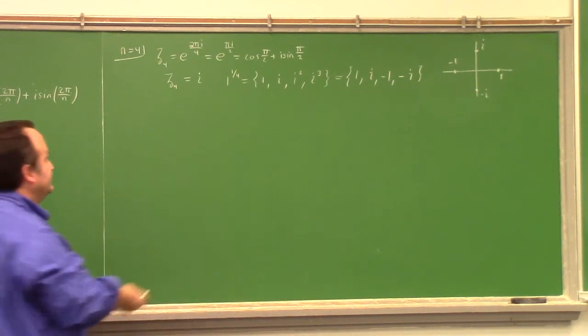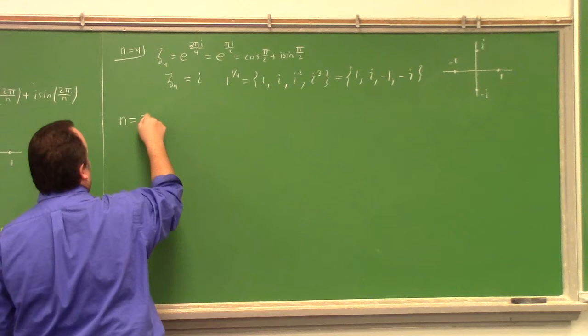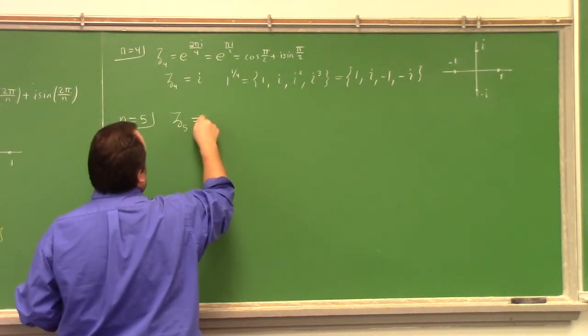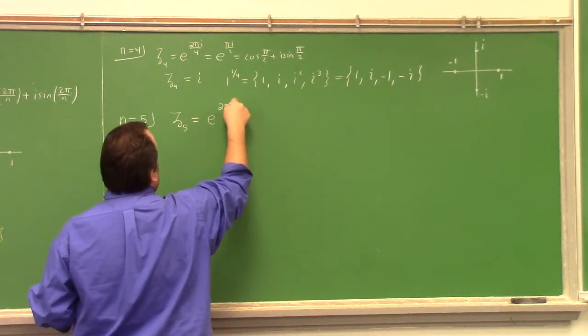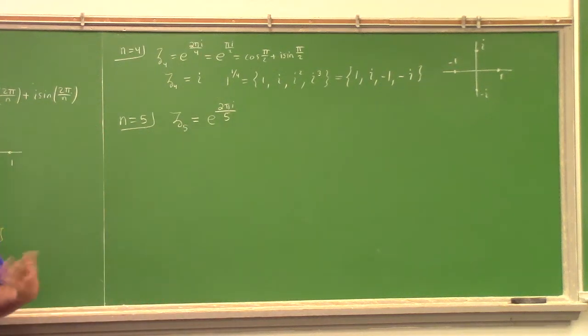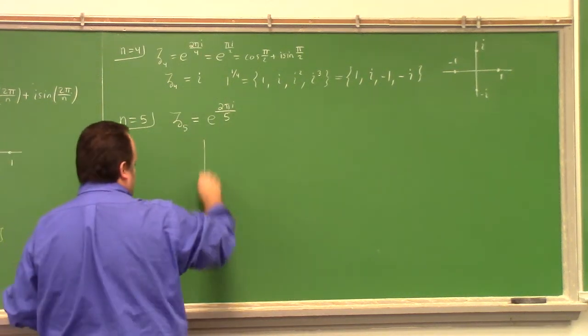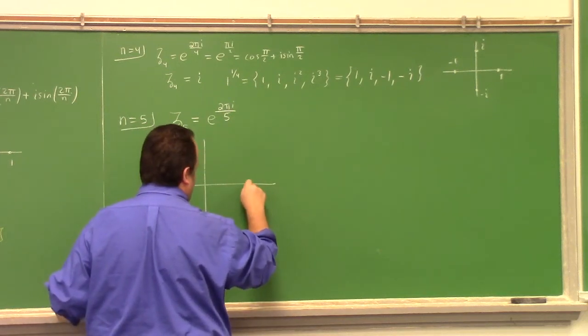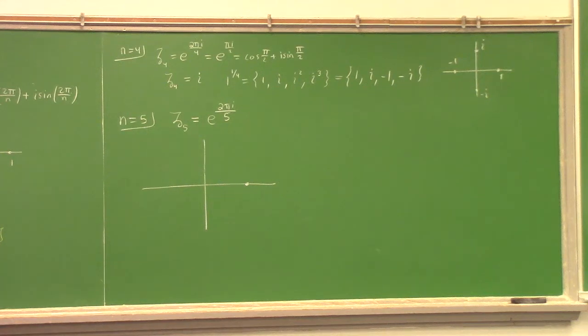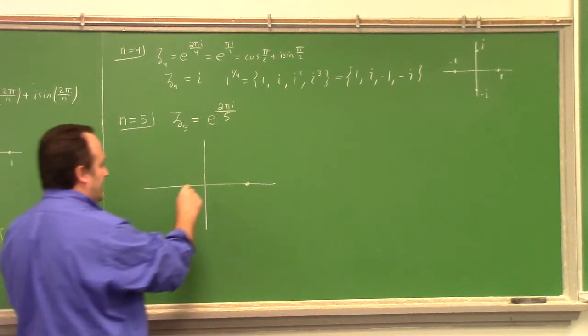Fifth roots of unity. I won't try to give you the Cartesian components of them. I'll just give you a picture because we can graph it, right? e to the 2 pi i over 5, that's the principal fifth root of unity. If I draw a picture of it, you've got 1 here. And then what is 2 pi? It's like 360 over 5, which is 72. So you've got to rotate about 72.